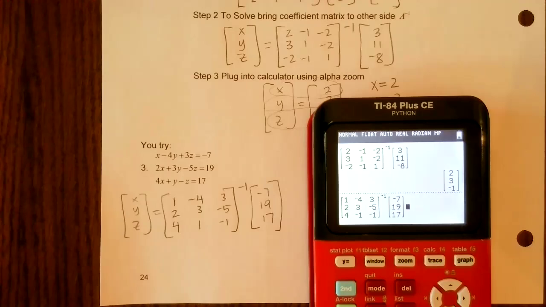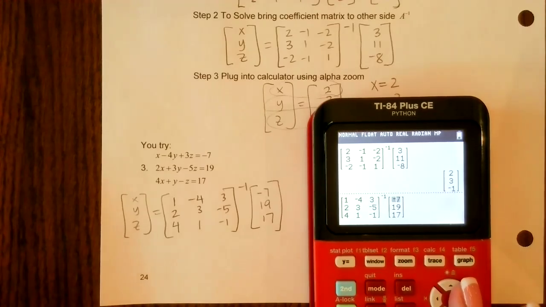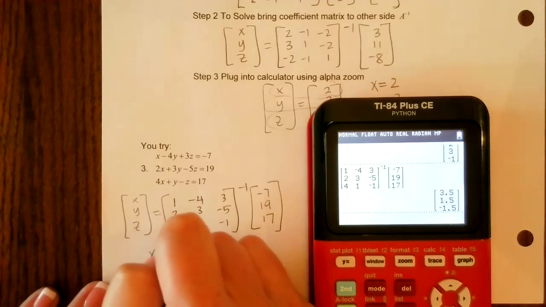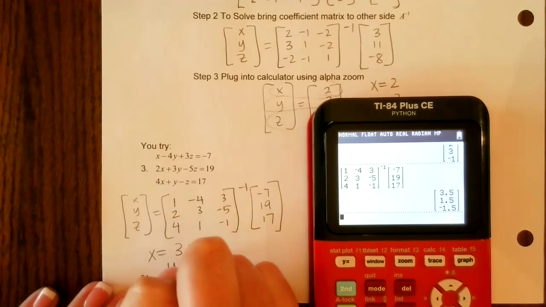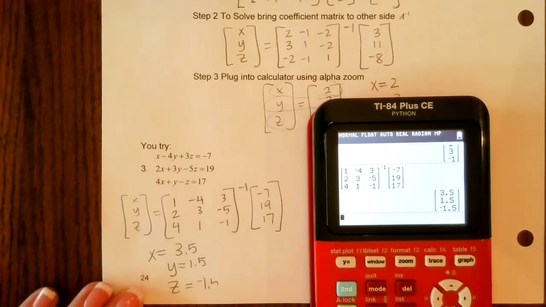I like to, once I've put it all in, go ahead and check my work again. So I look to make sure that all of the numbers have covered them correctly. And I just caught a mistake on mine. So I'm going to go back there, delete that negative sign. Now we're all matching. So we hit enter and there's my answers there. So X is equal to 3.5, Y is equal to 1.5, and Z is equal to -1.5.